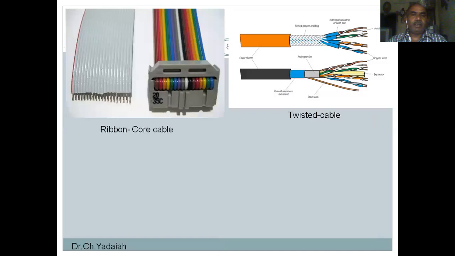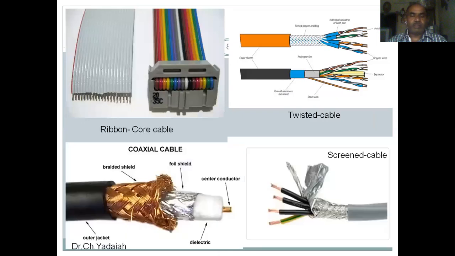Now let us see some electronics and computer system cables generally used. Here, ribbon core cables. The ribbon core cables you can observe inside the CPU. It's connected from the hard disk to the motherboard, and from the recorder, the floppy drive, and CD drive to the motherboard. We are using this type of ribbon core cables.